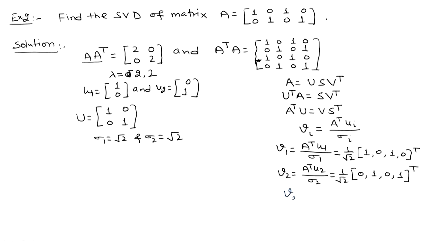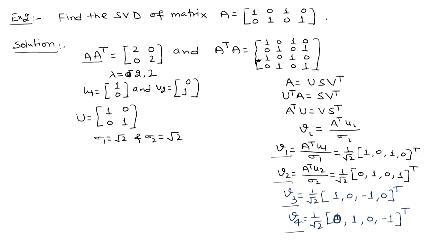So, if I choose V3 equals 1 by root 2 times (1, 0, minus 1, 0) transpose, and V4 as 1 by root 2 times (0, 1, 0, minus 1) transpose, then you can see that V1, V2, V3 and V4 are orthonormal, and these can serve the purpose of columns of the matrix V.